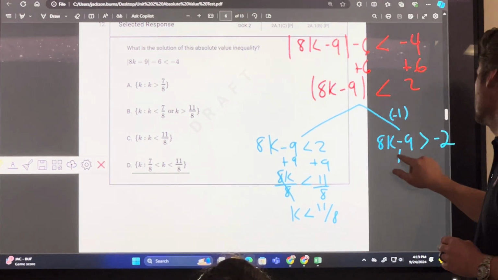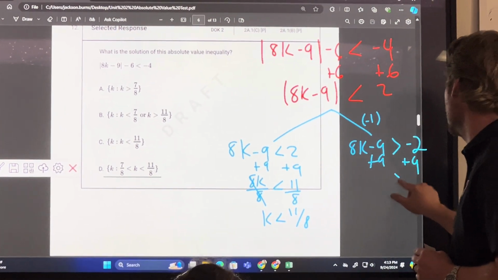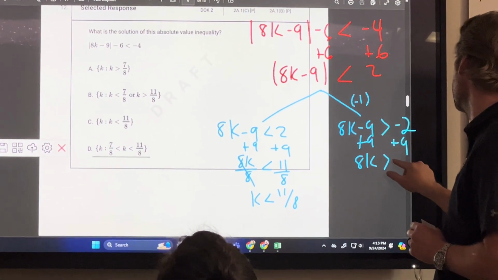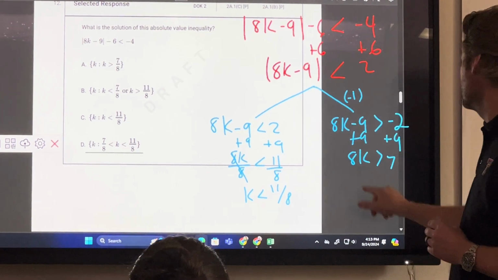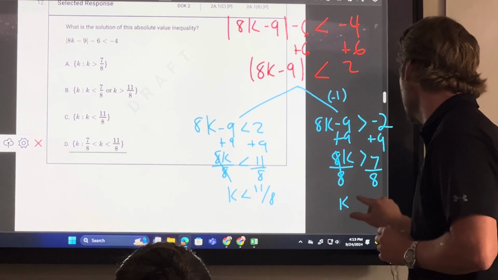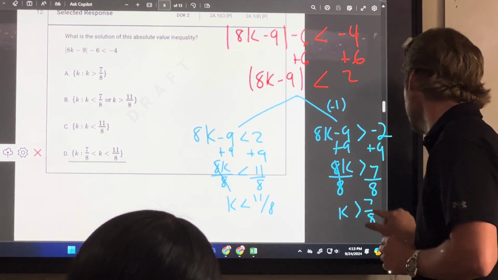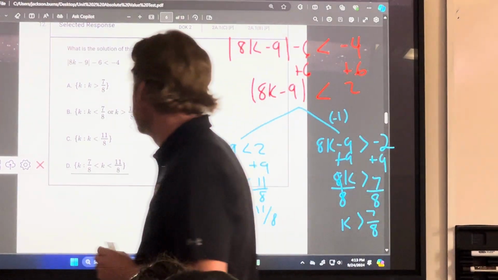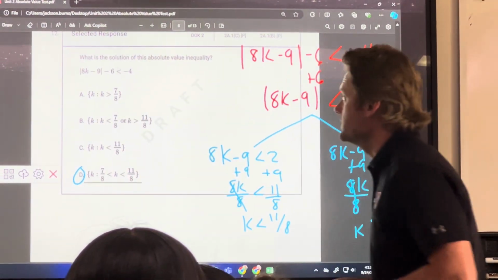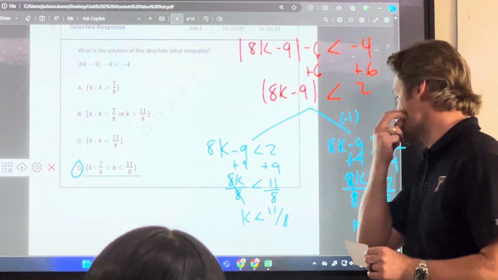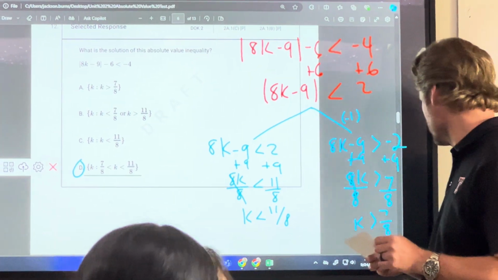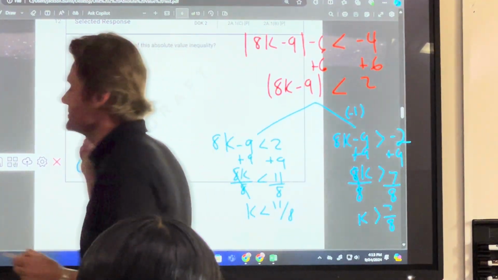This side over here, add my 9 to both sides. I get 8k is greater than a positive 7. Divide by 8. I get k is greater than 7/8. All right. You can plug these in to make sure that they're going to work here. They do. We'll try to get through. If I have time, I'll come back to it. We got a few more we'll try to get through today. Any questions on this one?